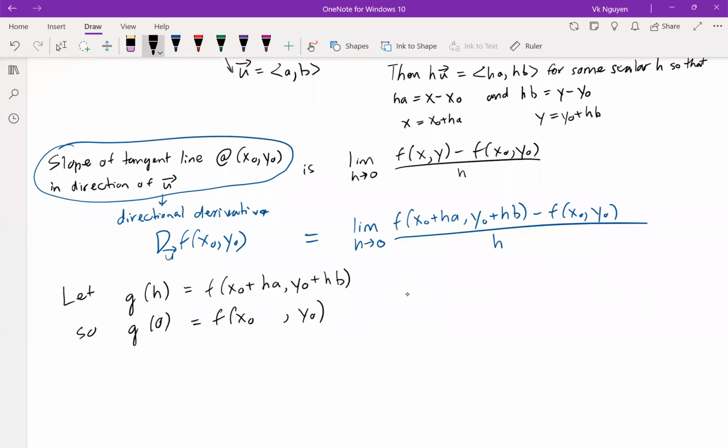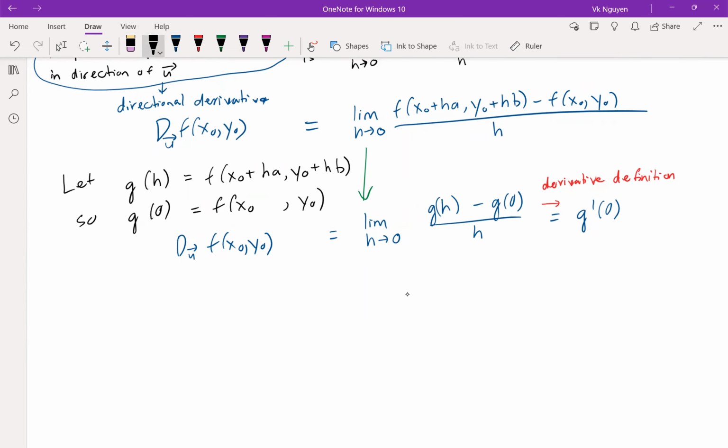And if you look at this thing here, that means this is going to become the limit as h goes to 0 of g(h) minus g(0) over h. Oh my God, what is this one? This is the definition of derivative. This is exactly g prime of 0.